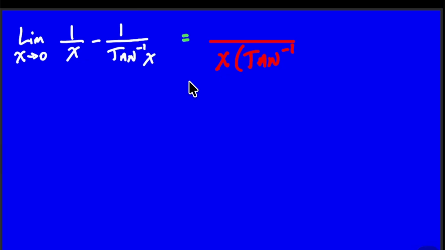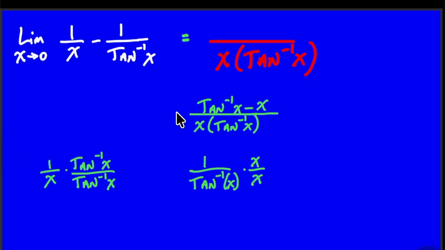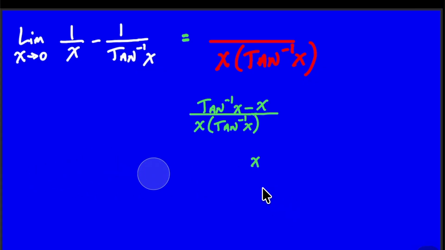And then we're going to multiply each separate term by a version of 1 that allows us to get the common denominator. So 1 over x is missing the inverse tangent x, so we're going to multiply by inverse tangent of x over inverse tangent of x, which is a version of 1, totally legal. Here, this term lacks the x, so we're going to multiply by x over x. And when we do all of the above, and then we add the fractions, we end up with this expression right here.